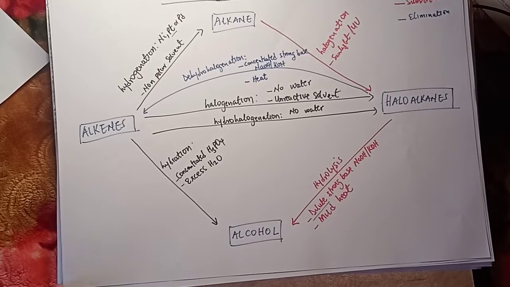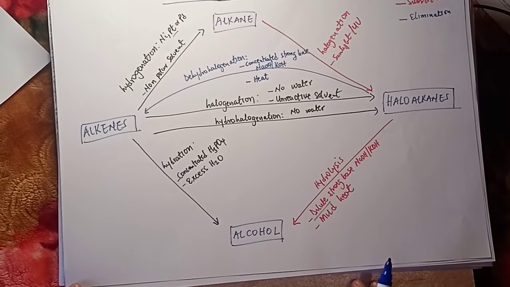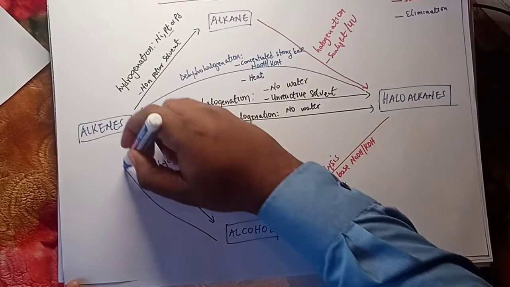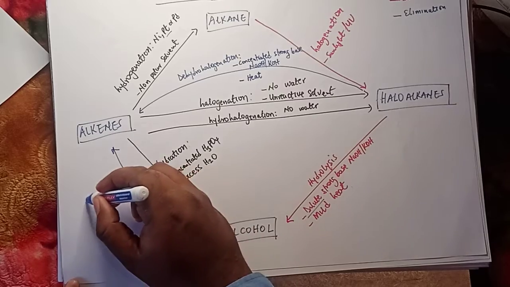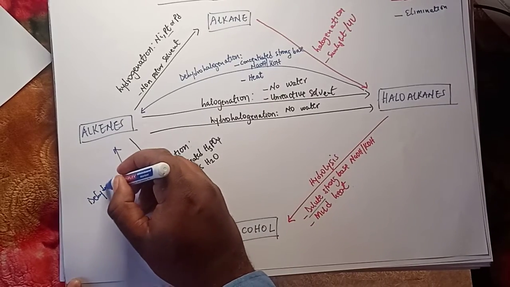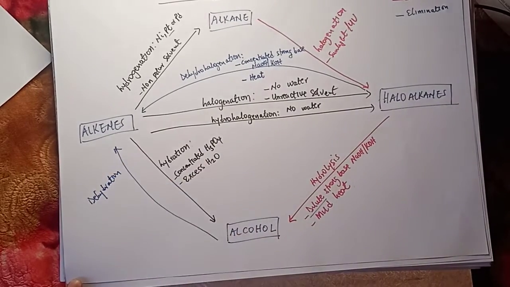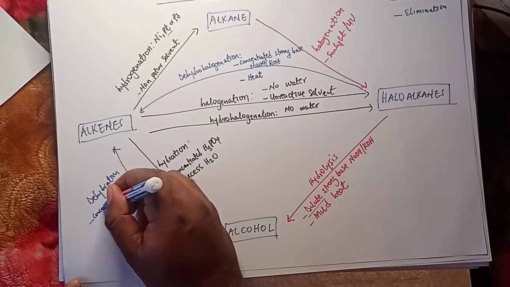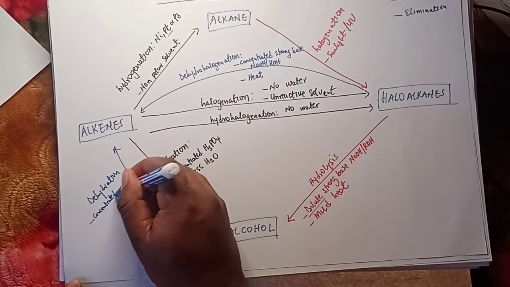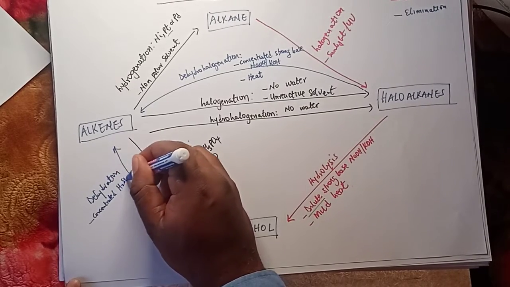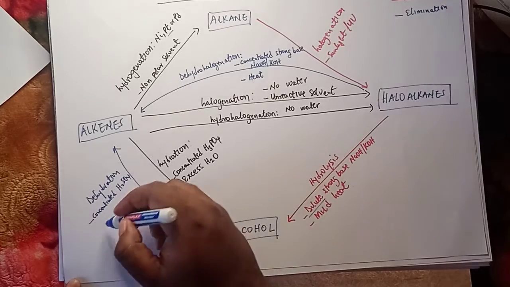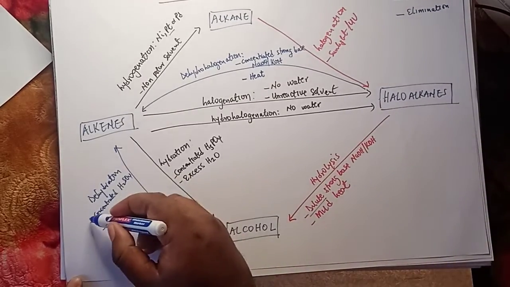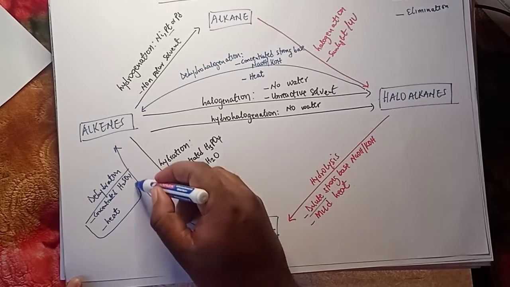Another elimination reaction I will talk about is from alcohol to alkene, which we call dehydration, which means the removal of water. In that case, we are also using concentrated sulfuric acid, H2SO4, and we are also applying heat. So take note of the conditions of this reaction.